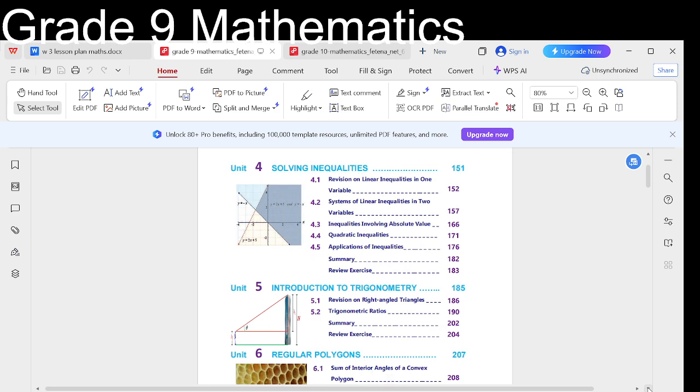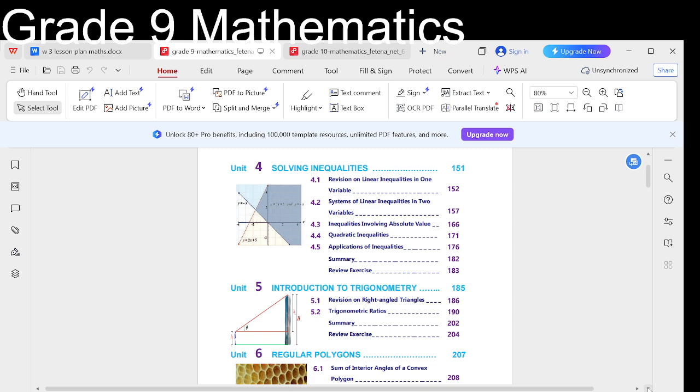In unit 4 we just try to solve inequalities. First we revise linear inequalities with one variable, and then we try to see systems of linear inequalities with two variables, and then we also see inequalities involving absolute value, and after that quadratic inequalities.